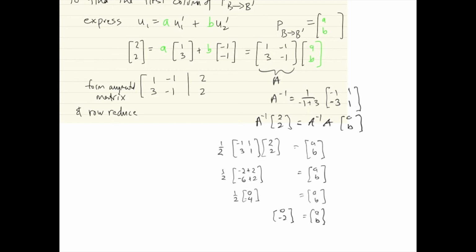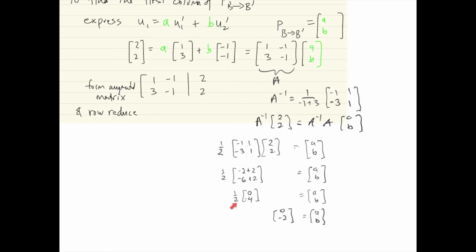Then I multiply both sides of the equation A times (a, b) equals (2, 2) on the left by A inverse. A inverse times A turns into the identity matrix, so all I'm left with is (a, b). On the left-hand side, I just have to do the arithmetic. I get 2 times -1 is -2, 2 times 1 is 2; add them, I get 0. Then 2 times -3 is -6, 2 times 1 is 2; add them, I get -4.